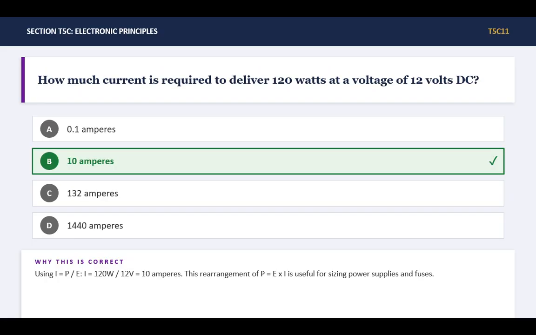How much current is required to deliver 120 watts at a voltage of 12 volts DC? B. 10 amperes. Using I equals P divided by E, I equals 120 watts divided by 12 volts equals 10 amps. This rearrangement of P equals E times I is useful for sizing power supplies and fuses.